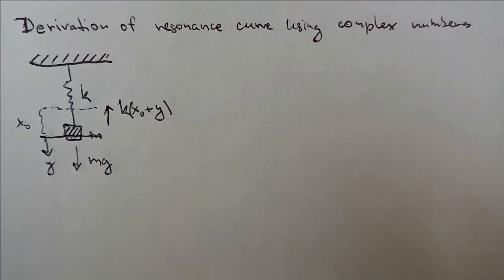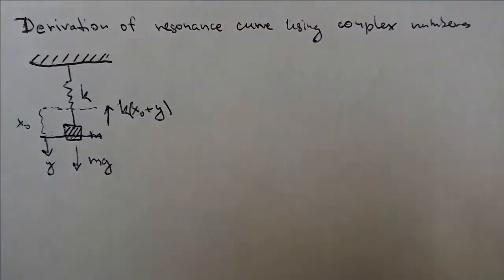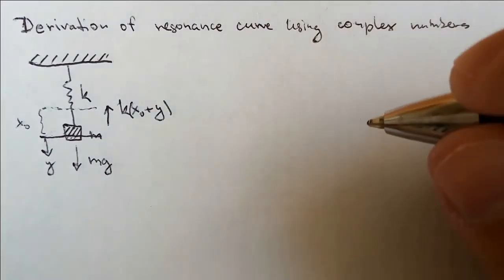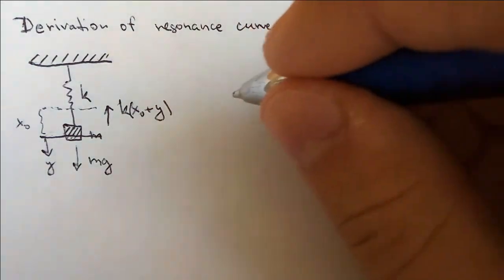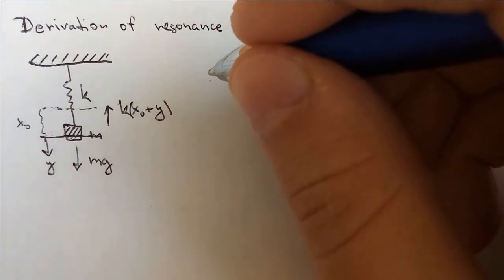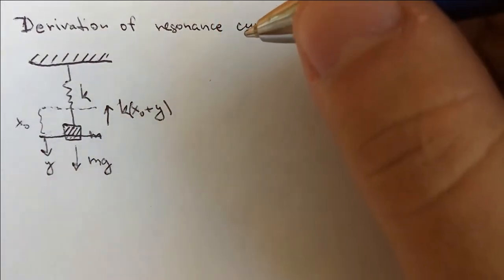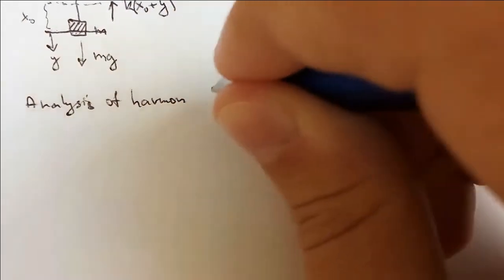So let us first analyze the circular motion, harmonic motion first. Analysis of harmonic motion. So let us write over there: analysis of harmonic motion.